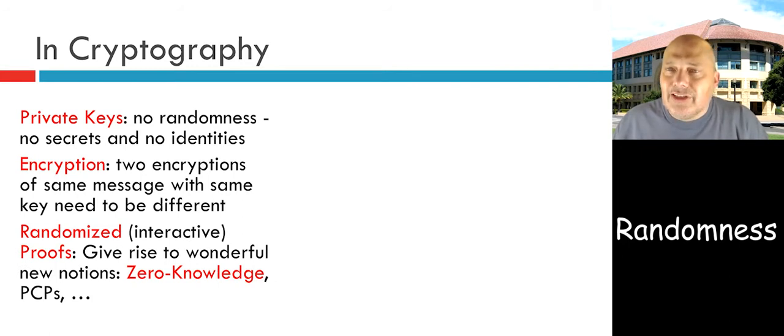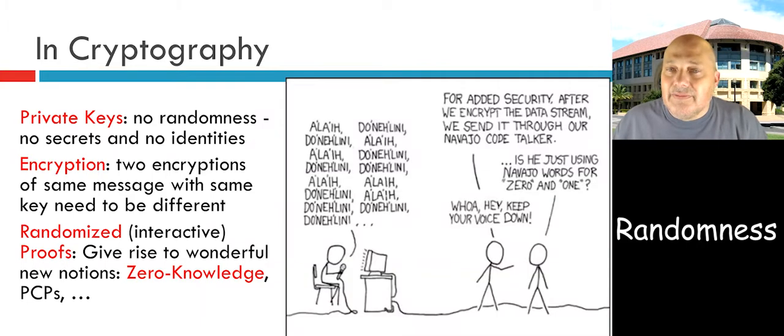We talked a little bit about randomized proofs that are very powerful, and they give rise to this notion of zero knowledge proofs that is amazing. We'll talk about pseudorandomness in the context of cryptography, and actually not only randomness is important, but pseudorandomness and strong pseudorandomness is also very important.